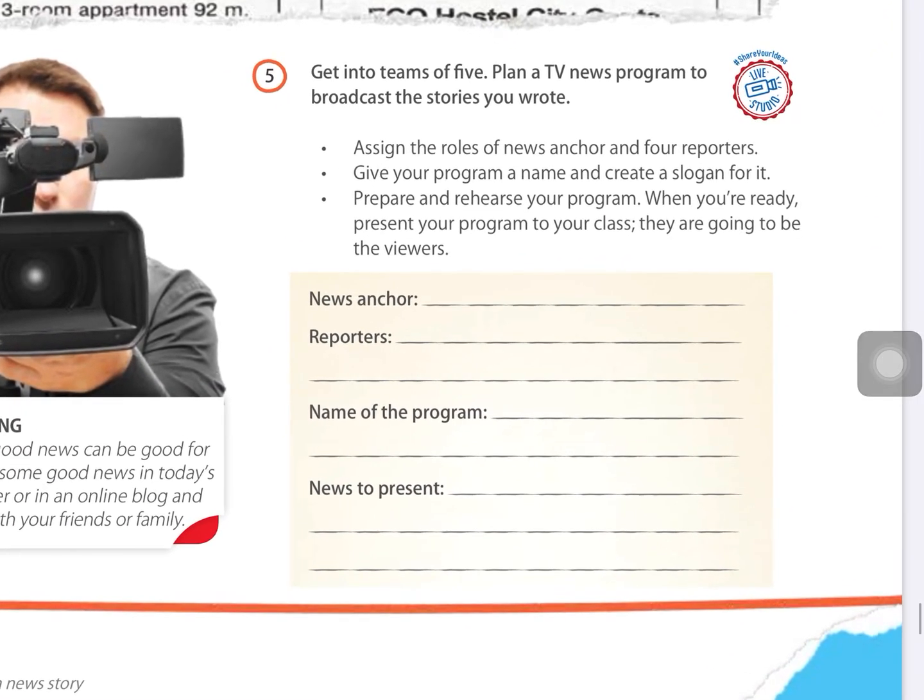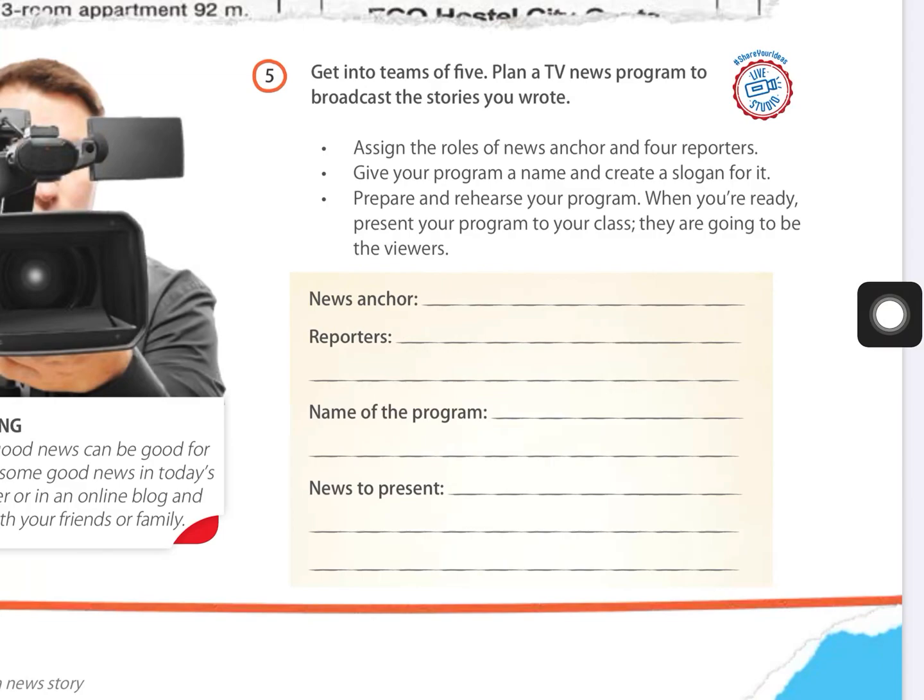Then we are going to do a little interactive activity. We are going to get into teams of five people. Plan a TV news program to broadcast the story you wrote. Assign the roles of news anchor and four reporters. Give your program a name and create a slogan for it. Prepare and rehearse your program. When you are ready, present your program to your class. They are going to be the viewers.